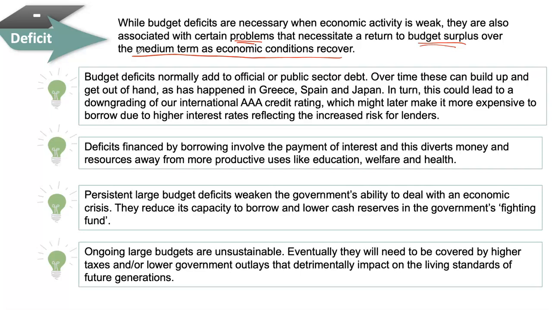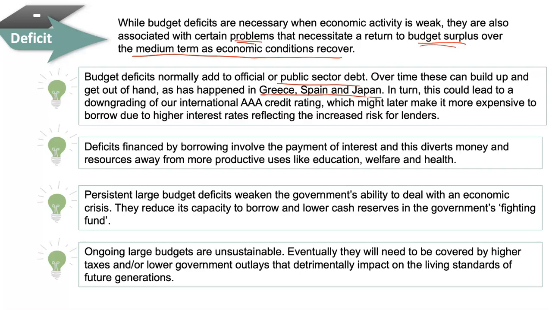Why should we do this? Because budget deficits add to our debt. And this can build up and even get out of hand. In some countries like Greece, Spain, and Japan, it became unsustainable and credit ratings were impacted. If our credit rating goes down, we have higher interest rates. And so we not only have deficits, the debt that we're borrowing is going to cost us more, and it's quite a spiral.